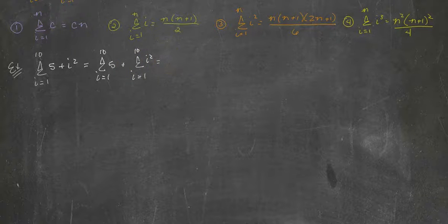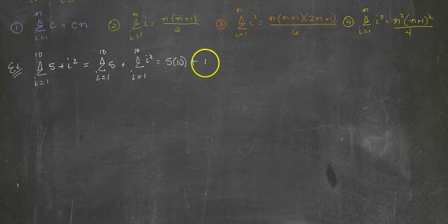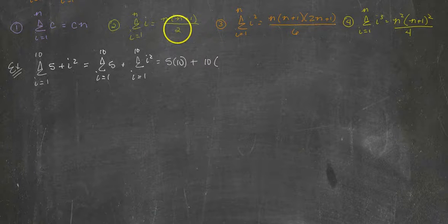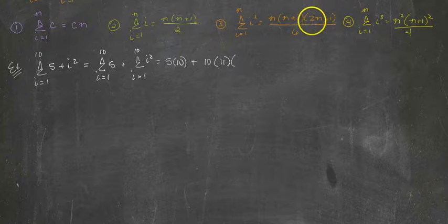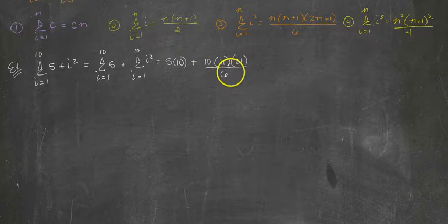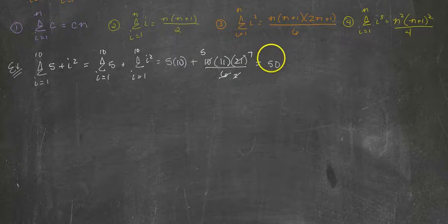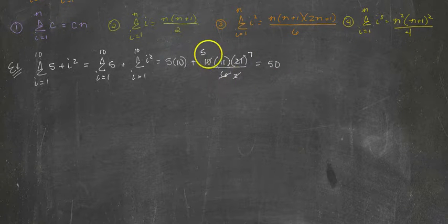Now that I've broken these out into 2 forms, I can say 5 times 10 is my first sum, and then I'm going to add to that my second sum, which is 10 times 11 times 2 times 10 is 20 plus 1 is 21, all divided by 6. Let's get rid of whatever we can. I can get rid of a 3 here, leaving me with a 7 and a 2, and I can get rid of the 2, leaving me with a 5. All right, so 5 times 10 is 50, and then my denominator's gone.